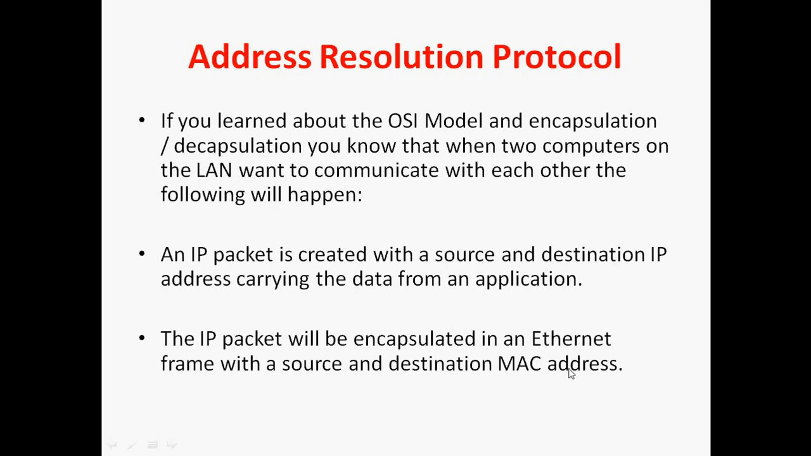Next, the IP packet will be encapsulated in an Ethernet frame with a source and destination MAC address. The IP packet will be encapsulated in an Ethernet frame because from sender to receiver, from the sender's application layer to the physical layer is an encapsulation. On the receiver side, physical layer to application layer is a decapsulation. Here PC1 is the sender, going from layer 3 to layer 2. That's why the IP packet will be encapsulated in an Ethernet frame with source and destination MAC address.